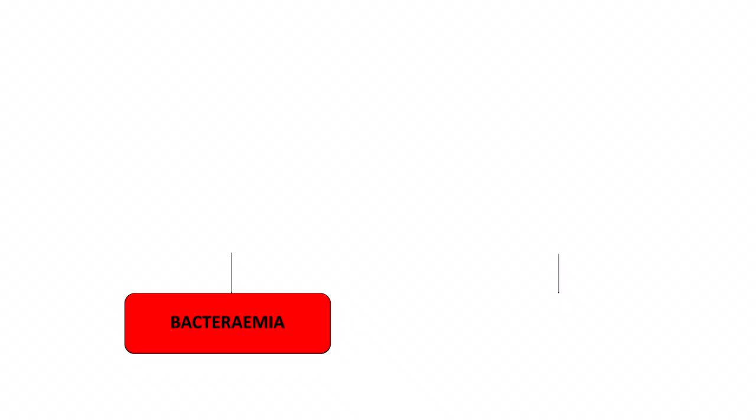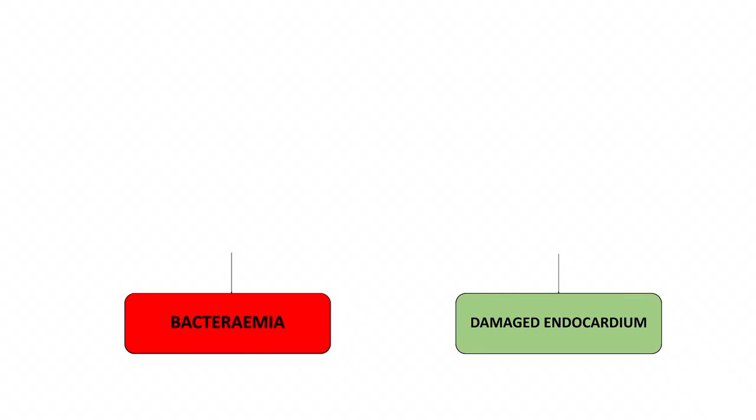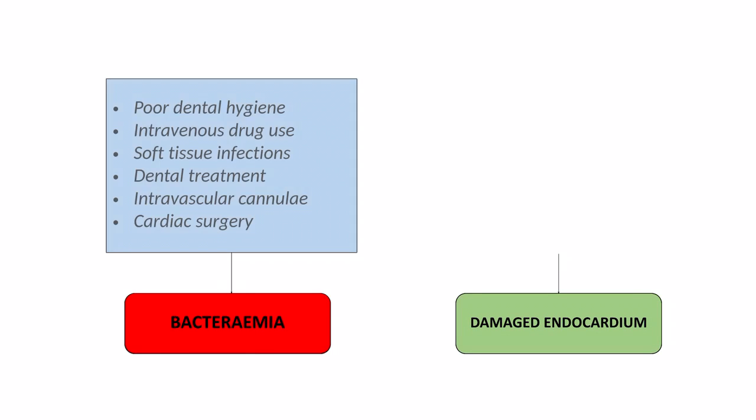So two prerequisites are required for infective endocarditis to occur. The first prerequisite is bacteremia, which means the presence of bacteria in the bloodstream, and the second prerequisite is the damaged endocardium. Bacteremia can result from many causes, the principal causes being poor dental hygiene, intravenous drug use, soft tissue infections especially in diabetics, dental treatment, intravascular cannulae, and cardiac surgeries.